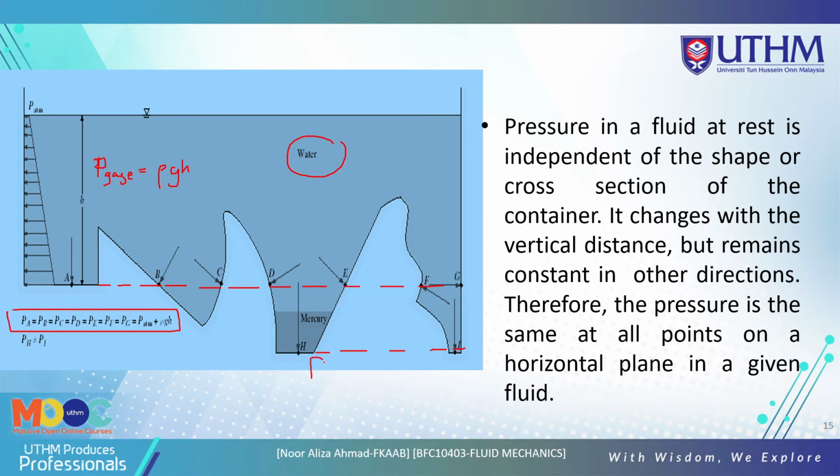But for H here, the pressure at H is not equal to the pressure at I. It is because at H there are two different liquids, water and mercury, but for I there is only water. That's why the pressure at H and the pressure at I are not the same. So pressure in a fluid at rest is independent of the shape of the cross section of the container. The pressure changes with vertical distance but remains constant in other directions. Therefore, the pressure is the same at all points on a horizontal plane in a given fluid. So this is the concept for variation of pressure with depth.